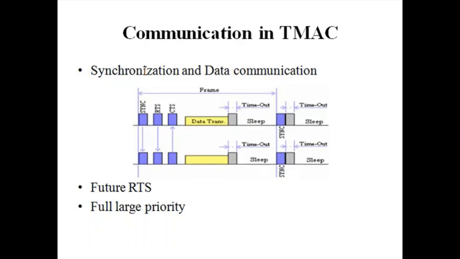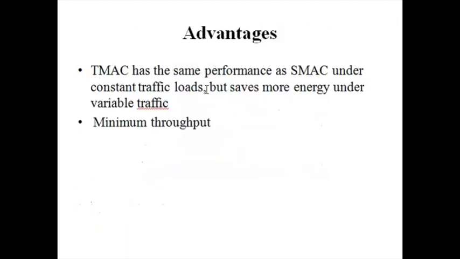The future RTS is an attempt to solve the problem of early sleeping, and TMAC also considers the buffer size of the sensor nodes when calculating the contention period. Sensor nodes that have a full buffer may take a higher priority and control the channel. This way limits buffer overflow of sensor nodes. Advantages of TMAC: TMAC has the same performance as SMAC under constant traffic, but saves more energy under variable traffic because it has an adaptive duty cycle and it has a minimum throughput.